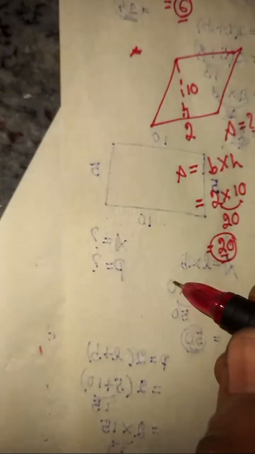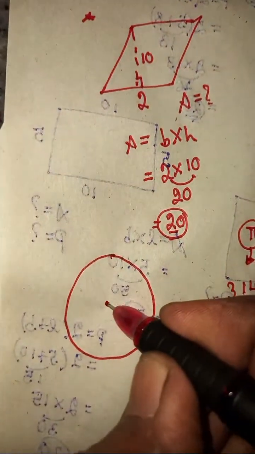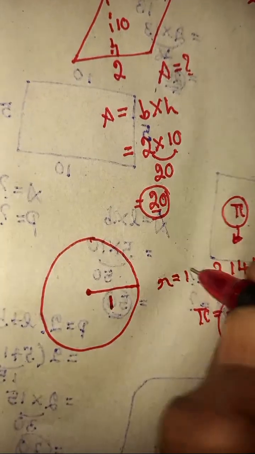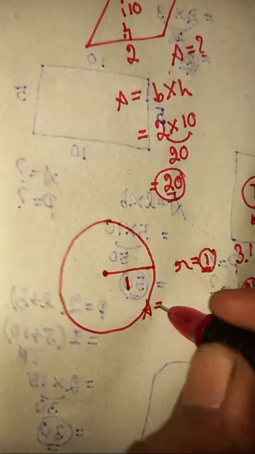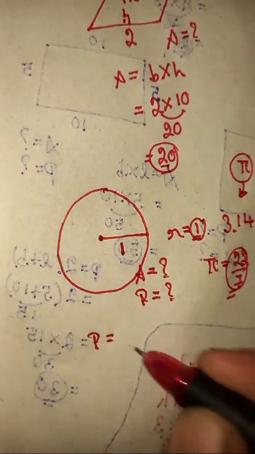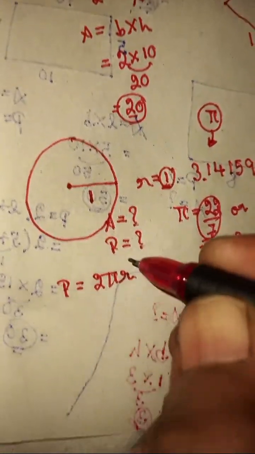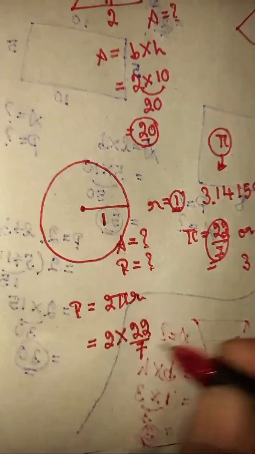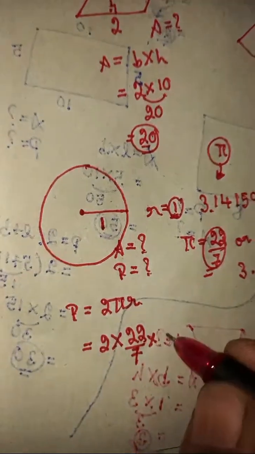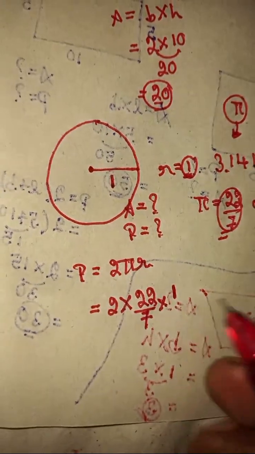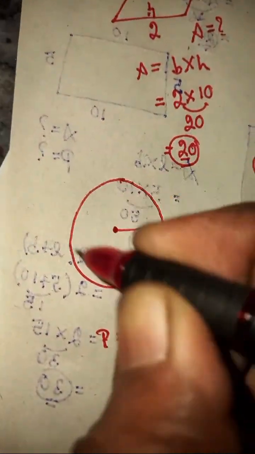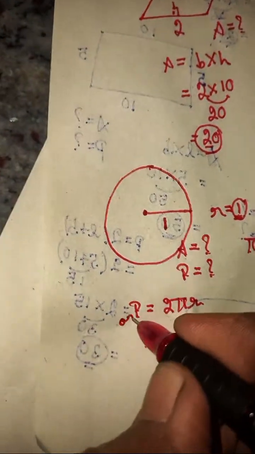If you take any circle, and they give the radius as 1 unit, they ask for finding out what is the area and what is the perimeter. Perimeter you can find as 2 pi r. You must substitute 2 times 22 by 7 times this radius, which is 1 unit. So 2 times 22 becomes 44. 44 by 7 units is the perimeter, also known as circumference.